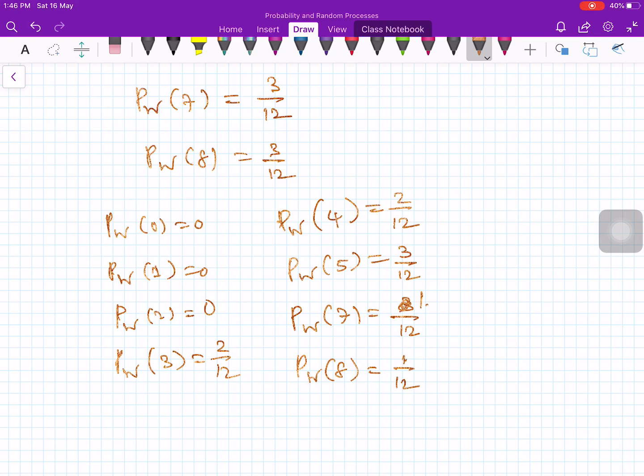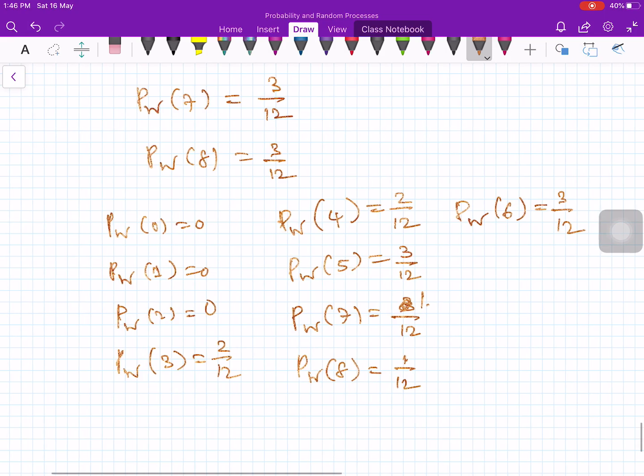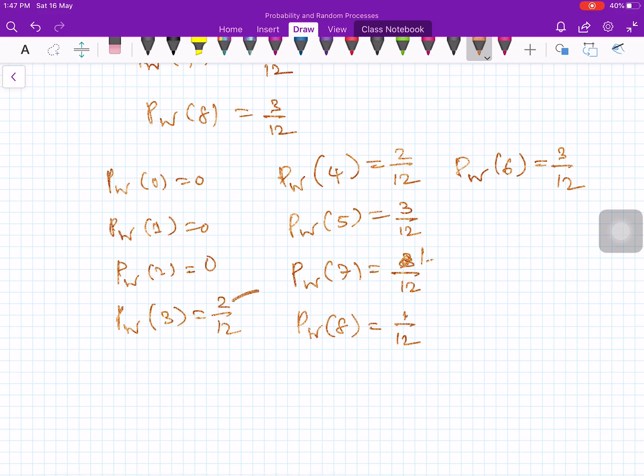So 1 plus 1 2, 2 plus 3 5, 5 plus 2 7, 7 plus 2 to 11, and one more point is missing now. What is that? PW of 6 equal to 3 by 12. So 2 plus 2 4, 4 plus 3 7, 7 plus 3 10, 10 plus 1 11, 12. Okay, therefore legitimate PMF. So if I add all the probabilities, 2 plus 2 4, 4 plus 3 7, 7 plus 3 10, 10 plus 1 11, 11 plus 1 12, 12 over 12 is 1. So it's a legitimate probability mass function.